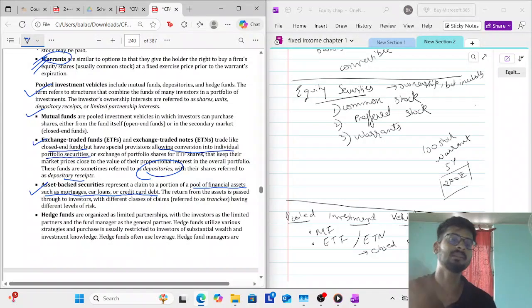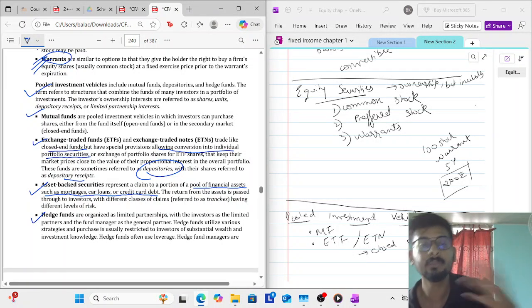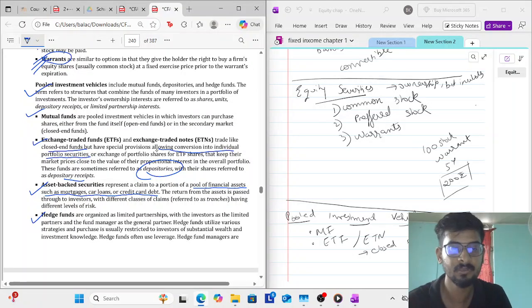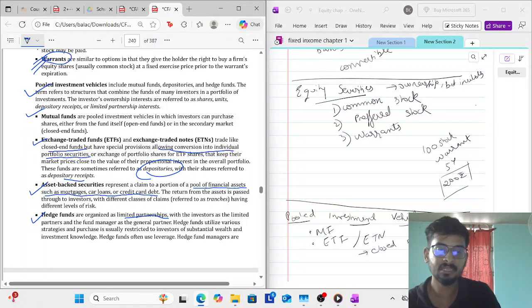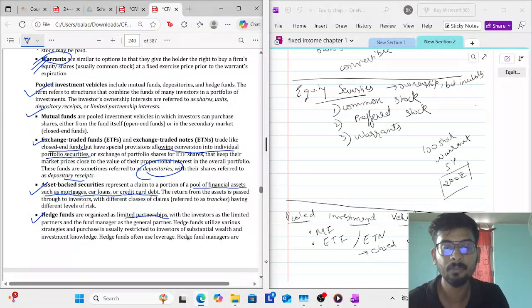It may include anything like mortgage, car loans, credit card debt, etc. Now what is actually a hedge fund? A hedge fund is organized as a limited partnership. It is very important: it is a limited partnership with the investors as the limited partners. So investors become the limited partners and the fund manager is the general partner.